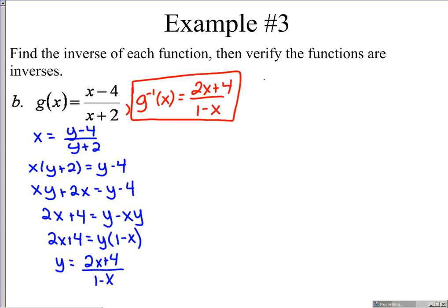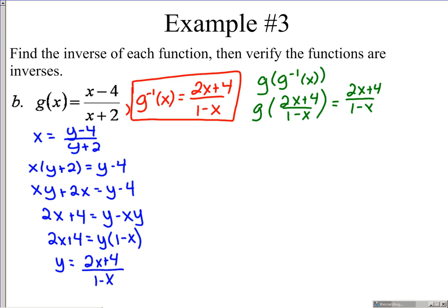We need to first find g of g inverse of x. So that's g of 2x plus 4 over 1 minus x. So now in our function g, where I had x, I need to plug in that entire expression. So I have 2x plus 4 over 1 minus x, minus 4, there's our numerator. Our denominator then is going to be 2x plus 4 over 1 minus x plus 2.